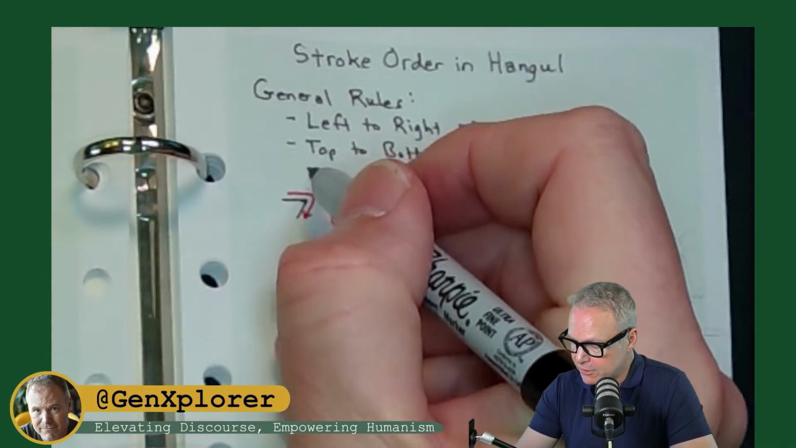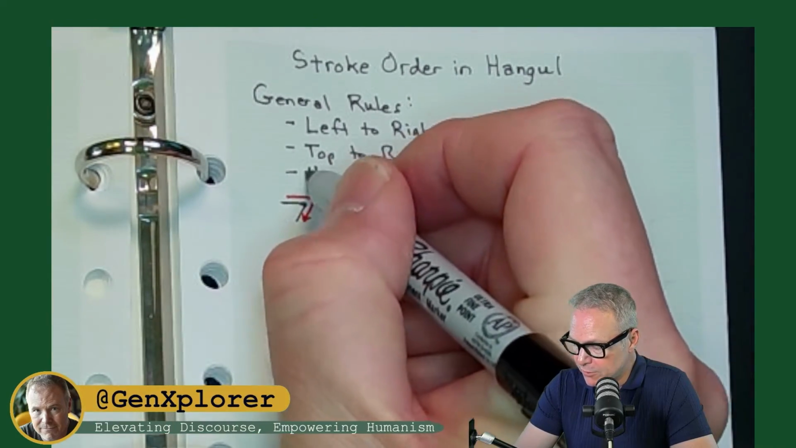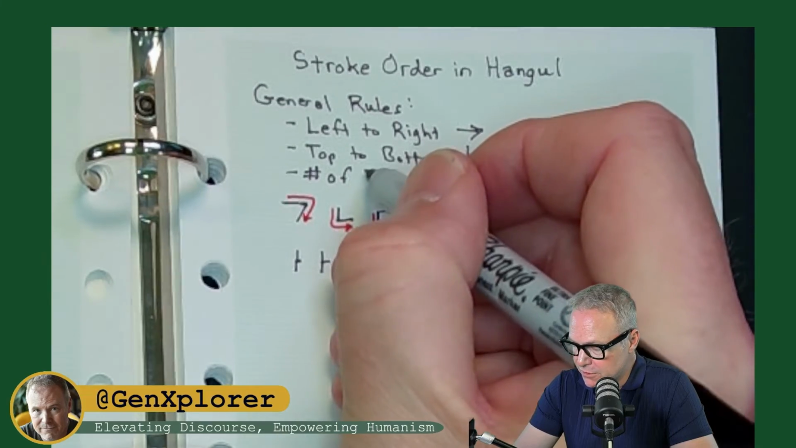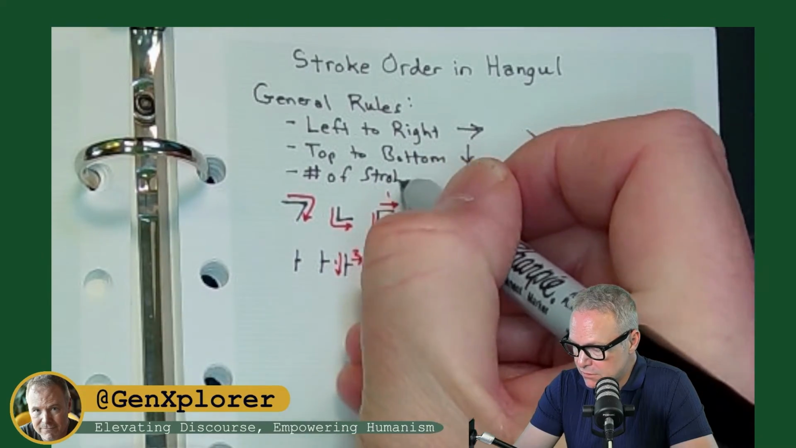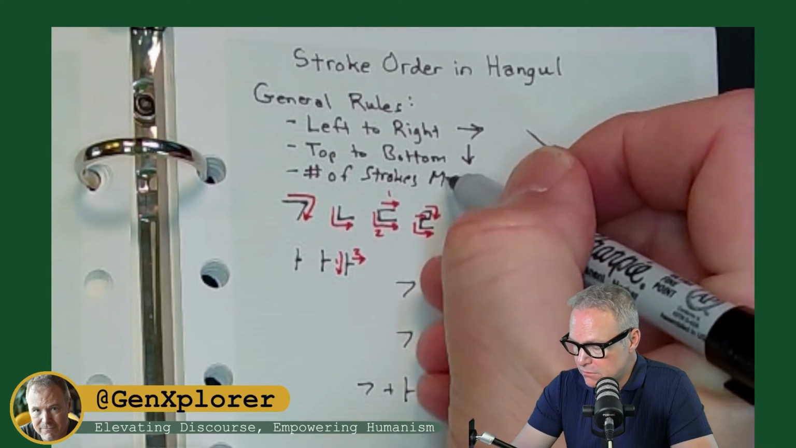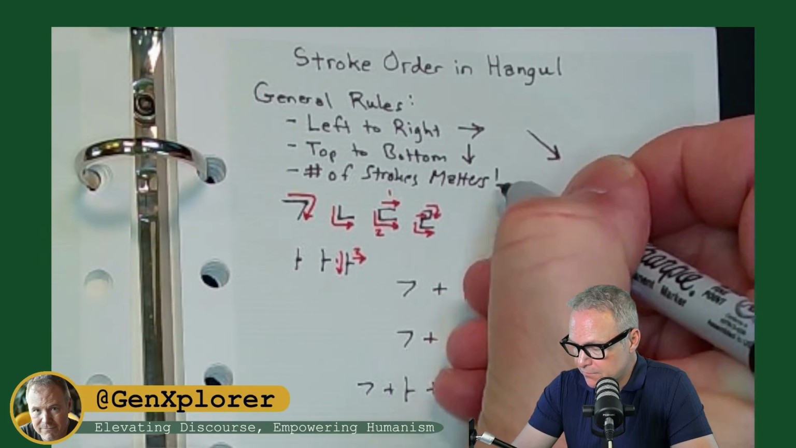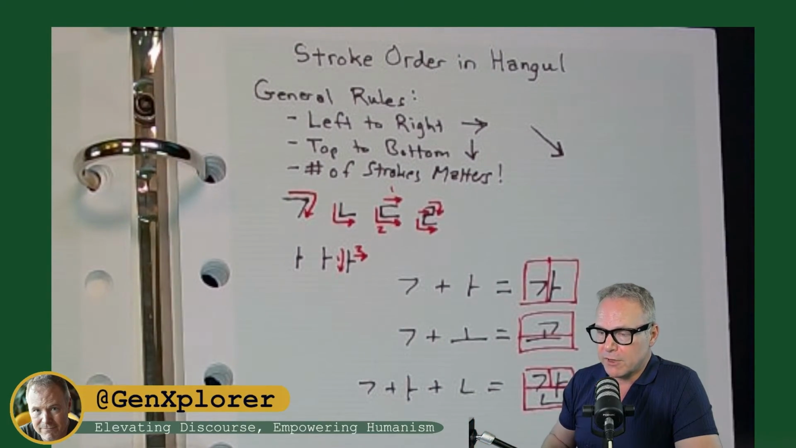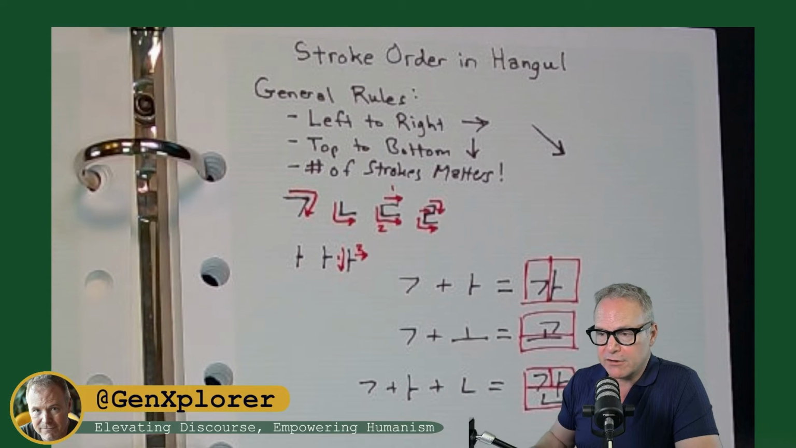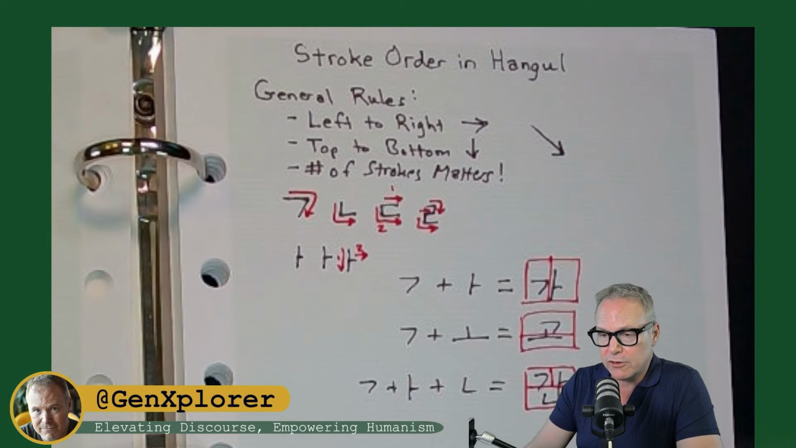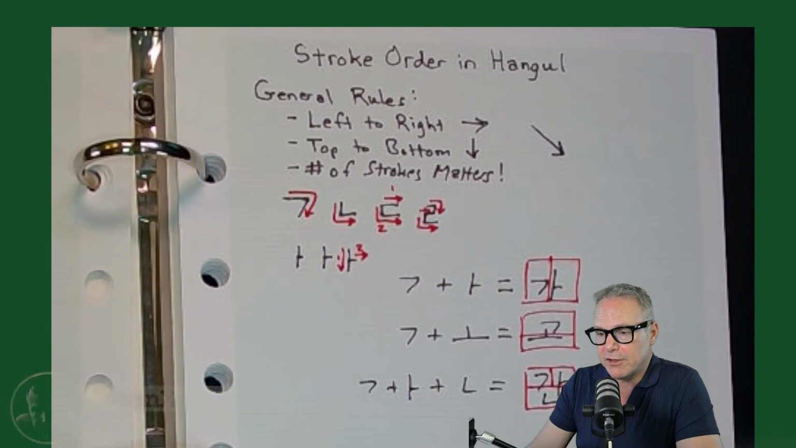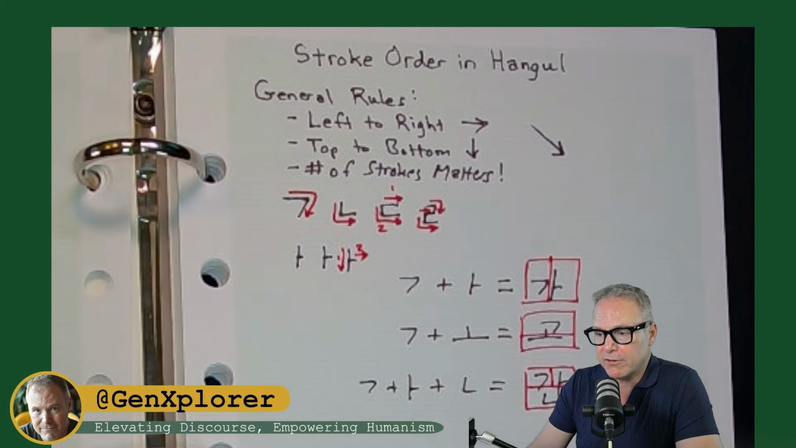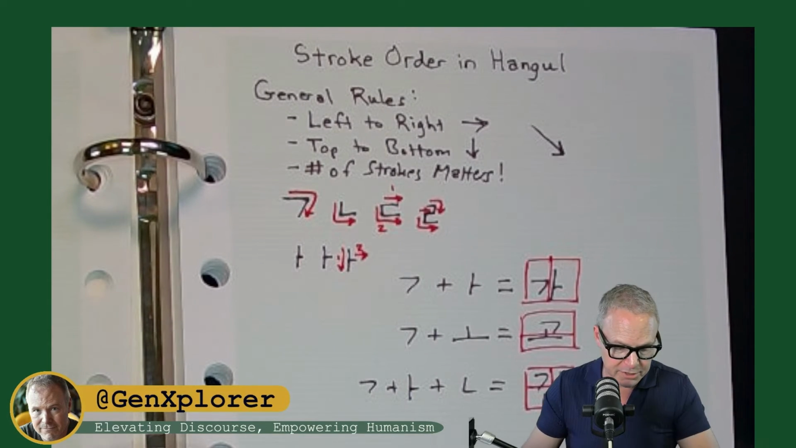What I didn't add to the general rules is, let's just say, number of strokes matters. My Korean teachers always told us it doesn't matter if it looks the same. It must be written in the correct order with the correct number of strokes, with your writing utensil moving in the right direction, left to right, top to bottom.